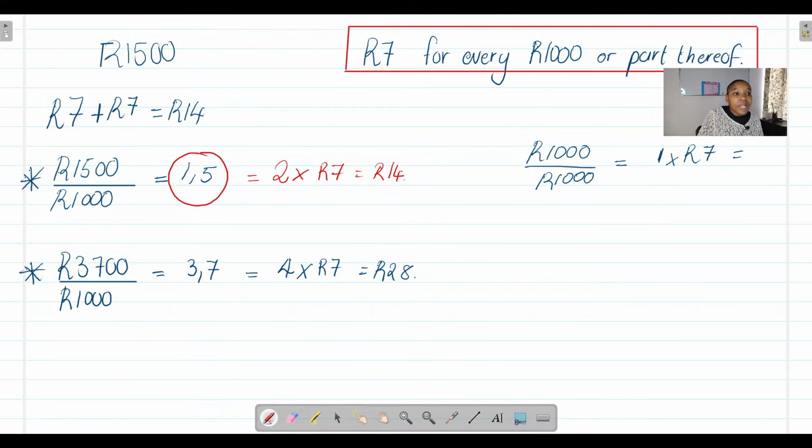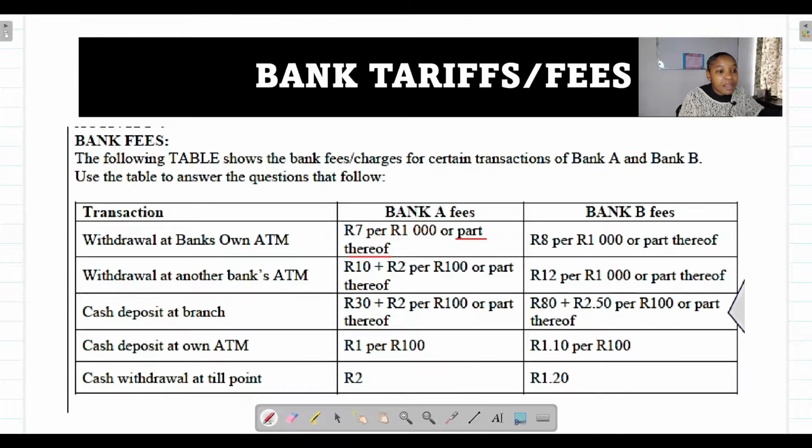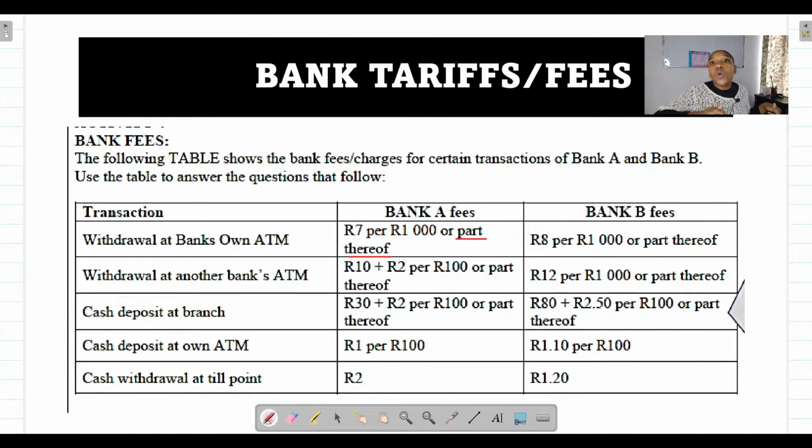Okay, so let's go back to the question. So withdrawal at another bank's ATM, it'll charge you 10 Rand plus 2 Rand per 100 Rand or part thereof. What does this mean? Withdrawal at another bank's ATM. Let's say, for example, you are banking with FNB and you decide now to use your FNB card to go withdraw at a Standard Bank, right? So that is the amount that they will charge you, right?